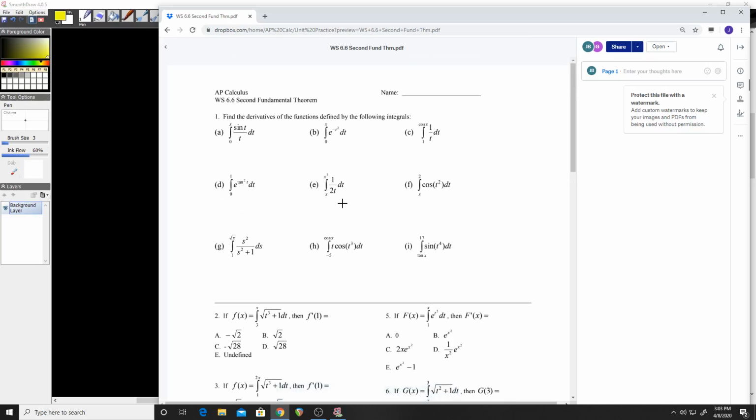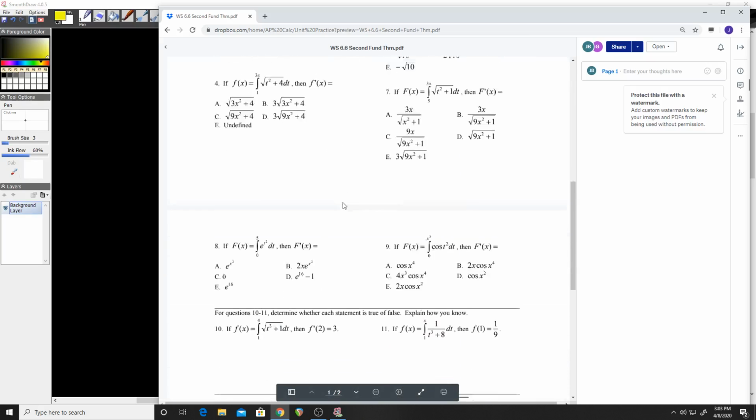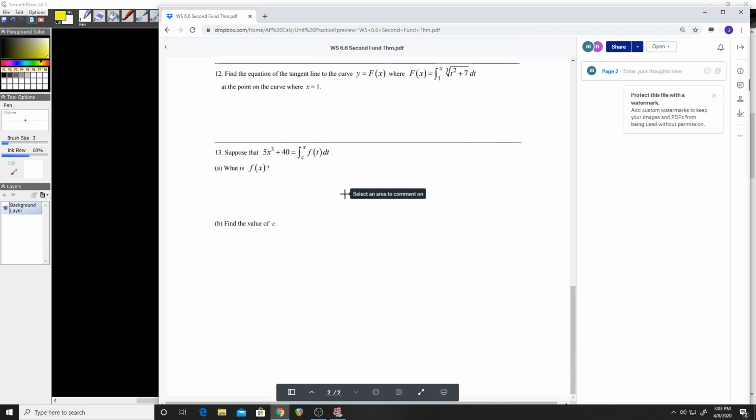Got a student request to take a look at number 13. It gives you this little equation. It says 5x cubed plus 40 equals the integral from c to x of f of t dt. First, find f of x.